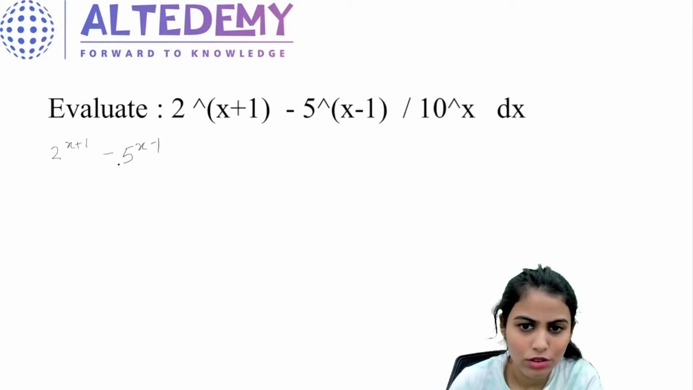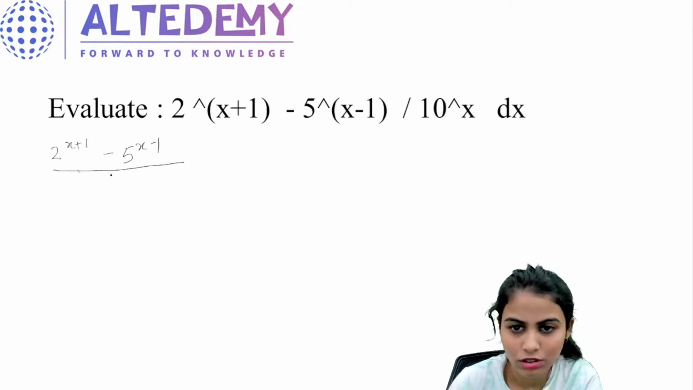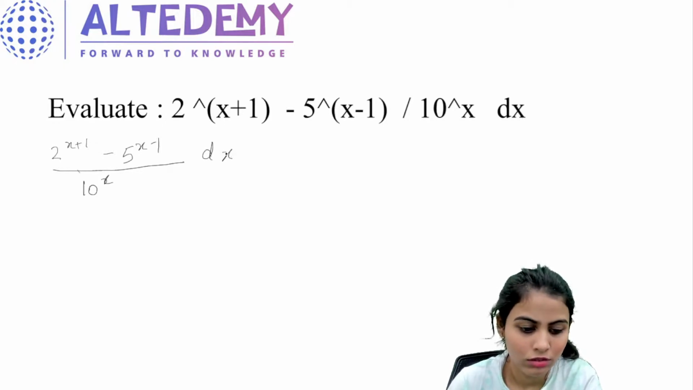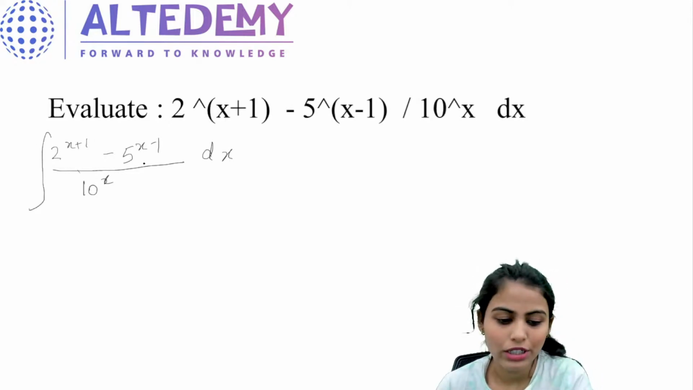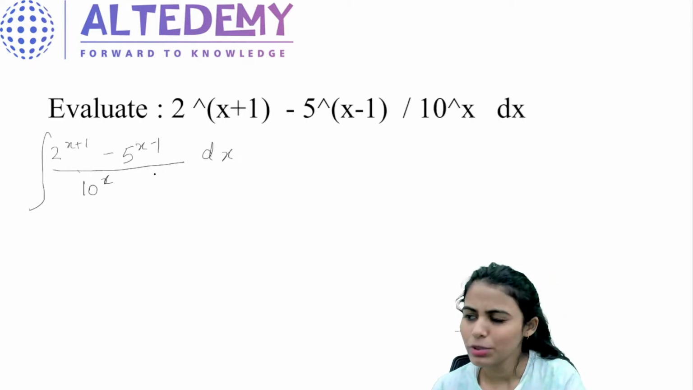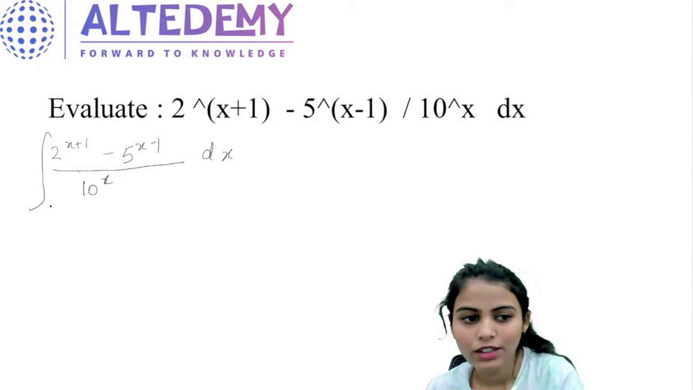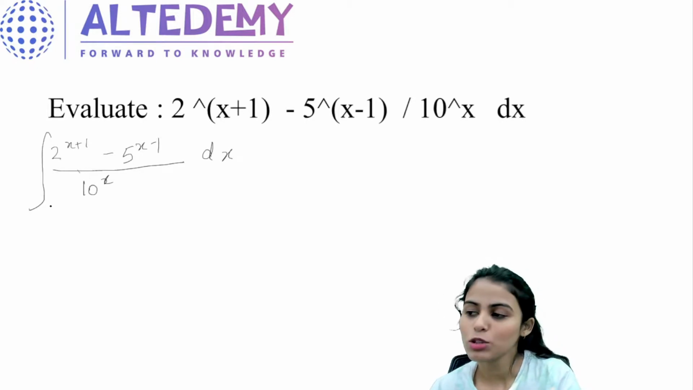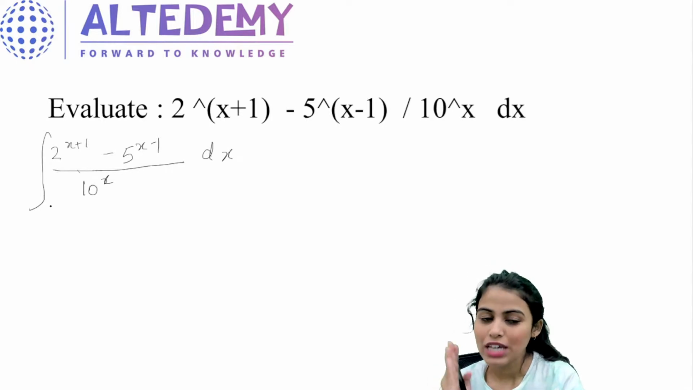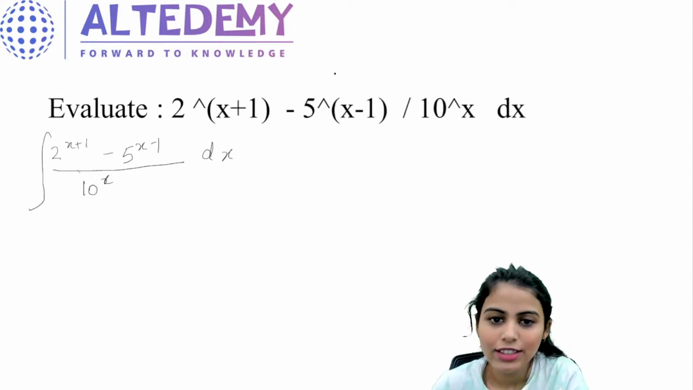Any of you who is getting the hint how you're going to solve this question can comment down. Okay, so this is the question. This is how we have to integrate this. Now, what do you think? What formulas are going to be used in this question? See, we have 2 to the power x plus 1, so we can get the 8 to the power x formula here. We have to break this question, 10 to the power x, 5 to the power x minus 1.